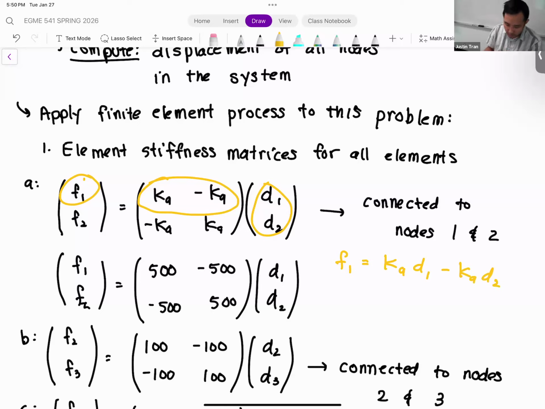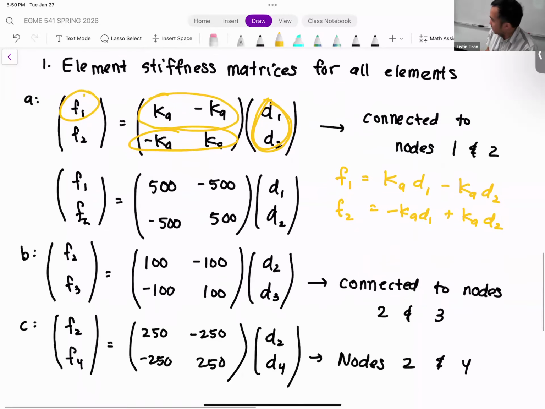The other equation is F2. We do the same thing: we multiply this row by this column, and we get minus Ka times D1 plus Ka times D2. So it's just a generalization of that, and that will be a trend. You'll see when we get to trusses, we're going to do the exact same thing. All right, any other questions on this step here?